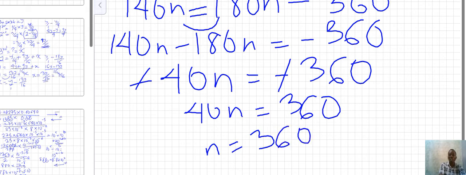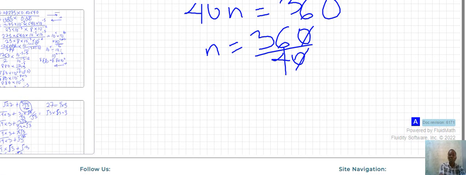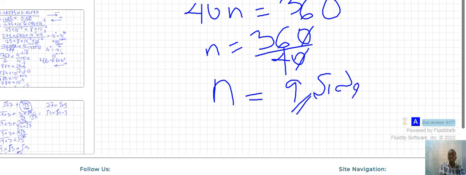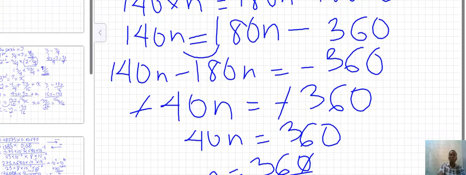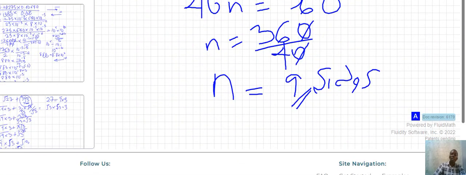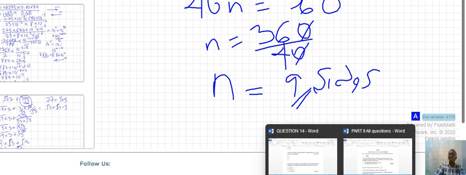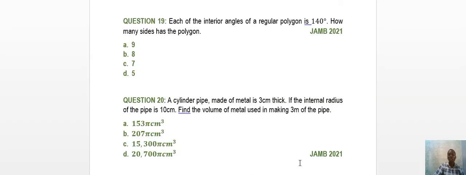So our n will be equal to 360 divided by 40. 0 will cut 0. What will remain? 36 divided by 4 will give us 9. So the regular polygon will have 9 sides. Is that here in the options? Yes, it is, and that is option A.